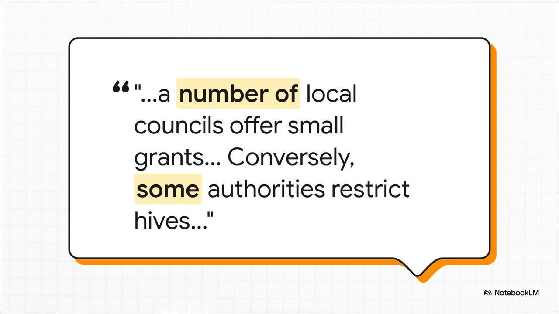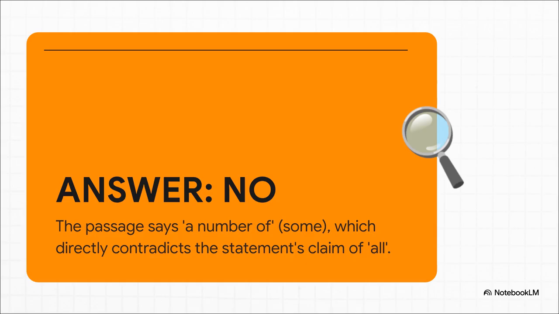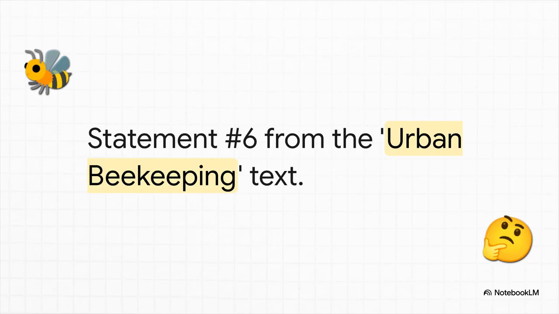Okay, now we scan the text and we find this sentence. It says a number of councils offer grants, and then it says some actually restrict them. Now, step 5, we compare the meaning. And the answer has to be no. It's a classic contradiction. The statement says all, but the passage says a number of, which means some. That is the direct opposite. The text gives us clear, undeniable proof that the statement is false. See how that works? It's a system.